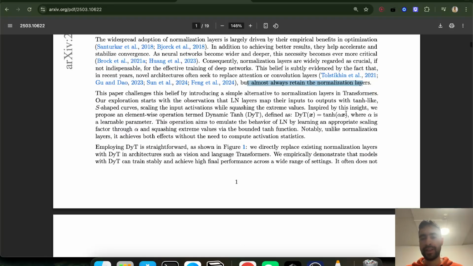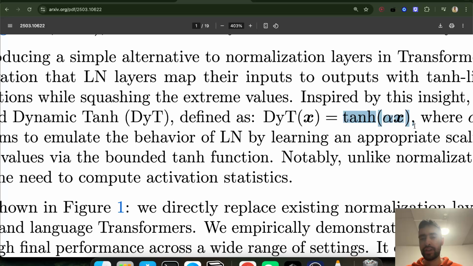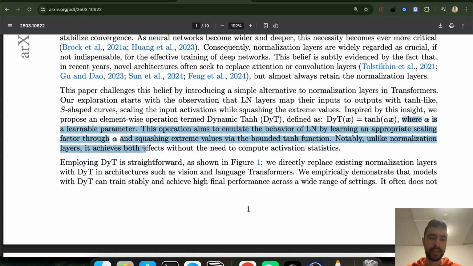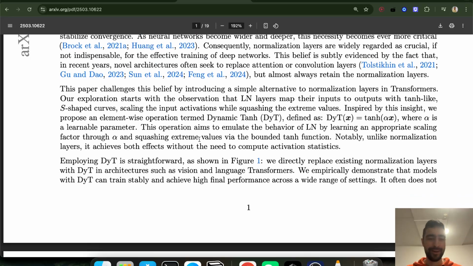One important thing is that this alpha in tanh in this paper is a learnable parameter. It's a single scalar number that's learning to properly scale the inputs of this tanh. I don't know if it's still a normalization layer, what do you call this layer now?